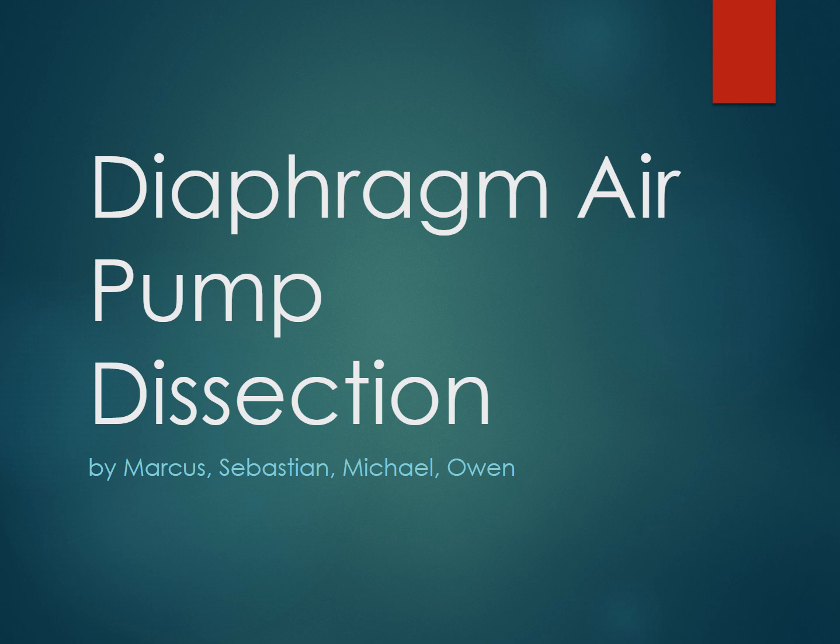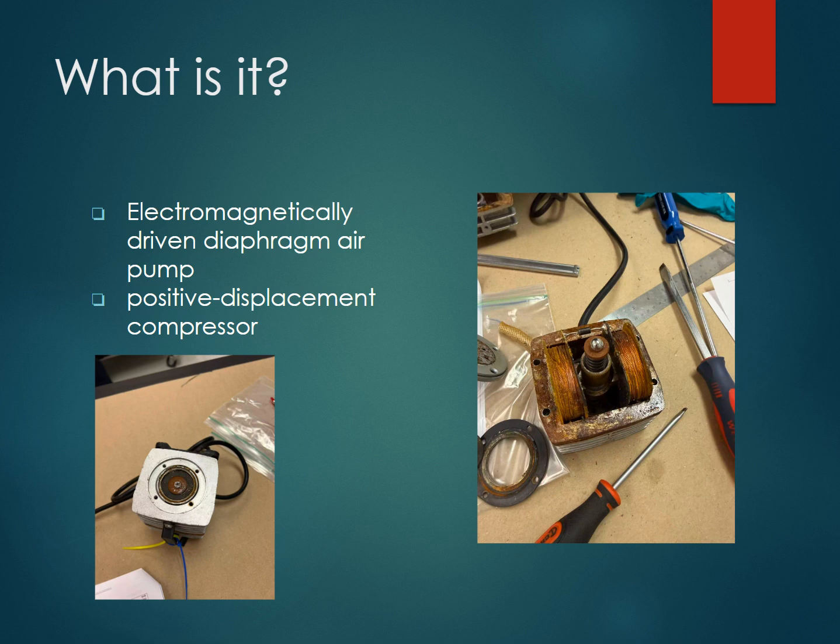Today I'm going to be talking about how a small electromagnetic diaphragm pump works using fluid mechanics language and some quantitative estimates. So this device is an electromagnetically driven diaphragm air pump, which is a positive displacement compressor, which means that the pump generates flow by repeatedly changing the chamber volume.